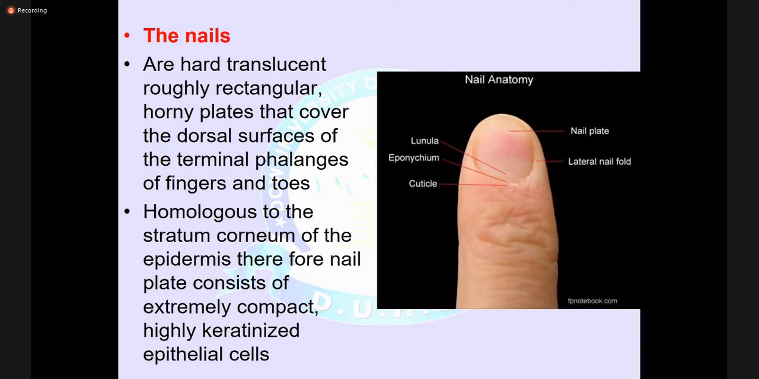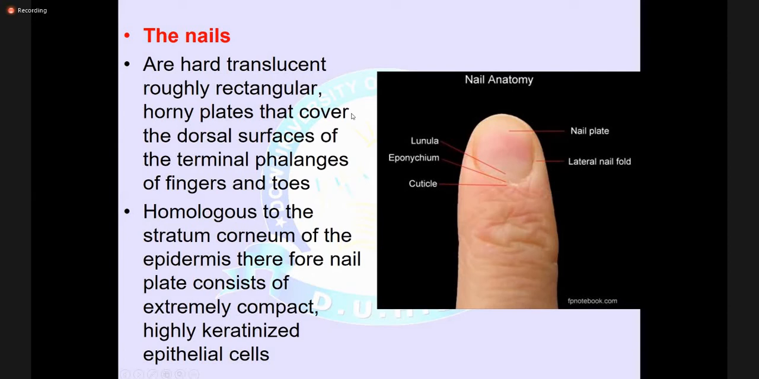The second component is the nails. The nails can be seen over here, and they consist of this whole structure that is exposed on the dorsal surface. It is the nail plate. And these are the lateral nail folds. The proximal portion, which is in relation with the skin fold, shows a whitish, half moon shape appearance. This is named as lunula. And the portion of the epithelial fold which is surrounding this area is named as eponychium. And the layer which is surrounding this is named as cuticle.